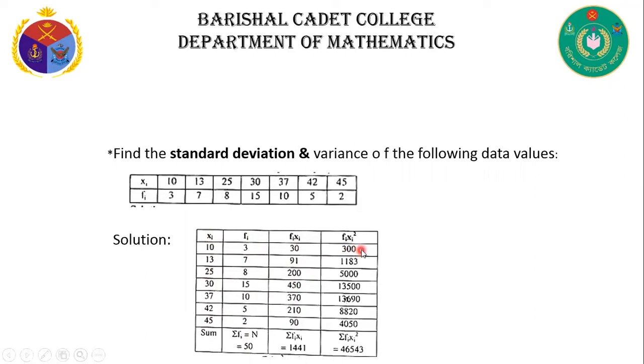And fi xi squared. Now fi xi squared is equal to 300, 1183, and also we write the rest of the data. Now the summation of this data is equal to 46543.